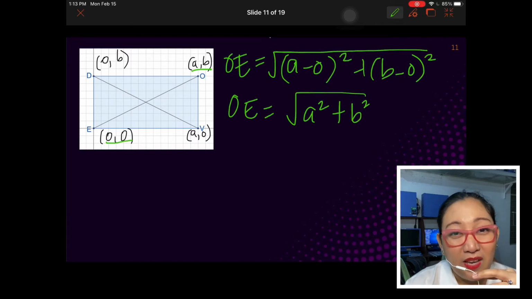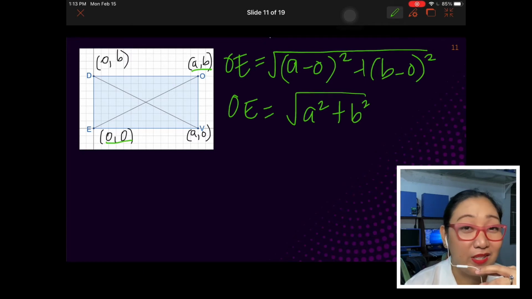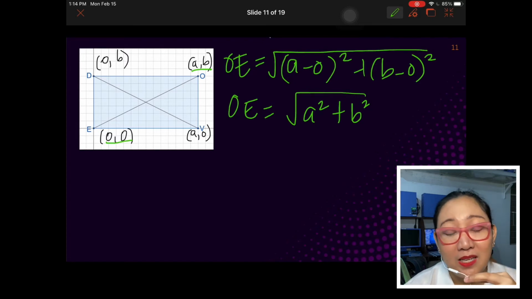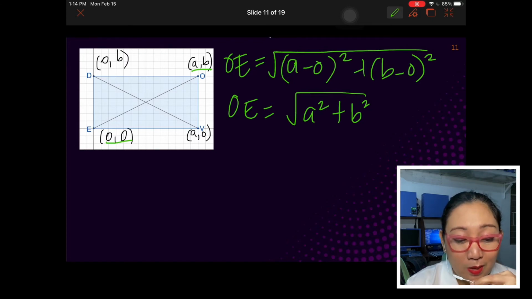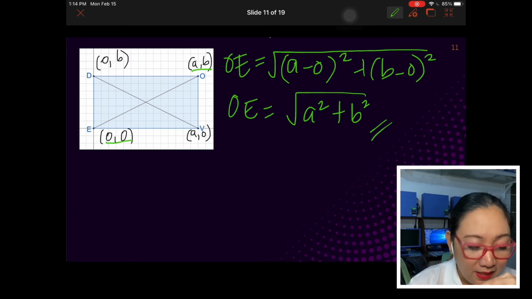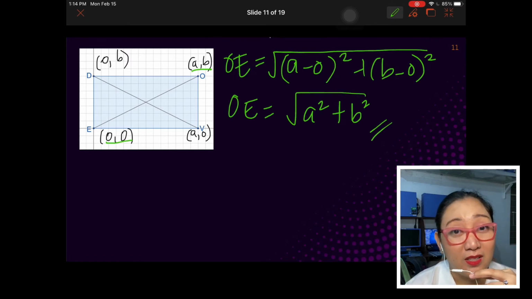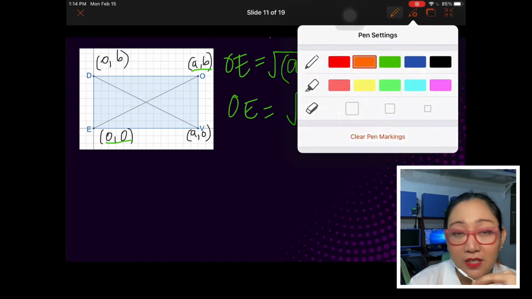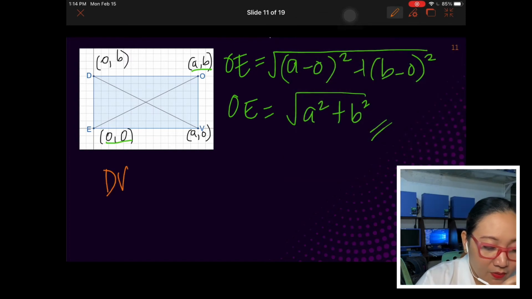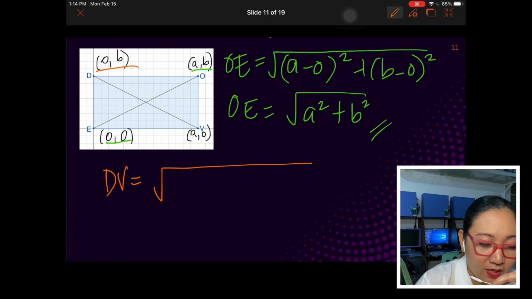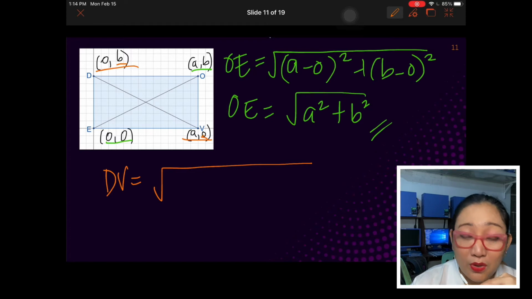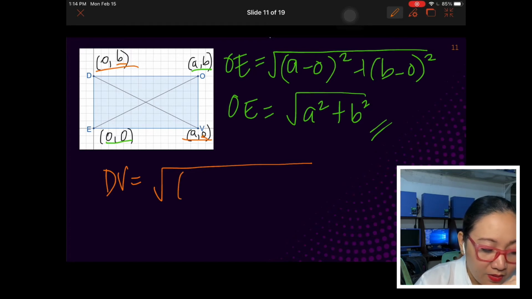Do we need to simplify further? No, that's it. You can stop there, because remember, we are only looking to show that they have the same value. The goal is that DV must have exactly the same value. I will use orange for DV. For DV, these are its coordinates: (0, A) and (B, 0). So we get the square root of 0 minus A squared plus B minus 0 squared.